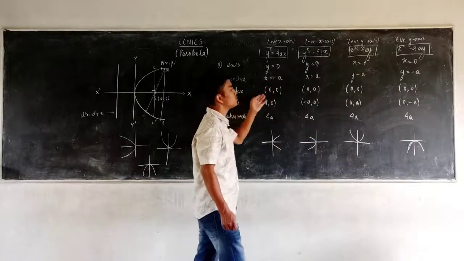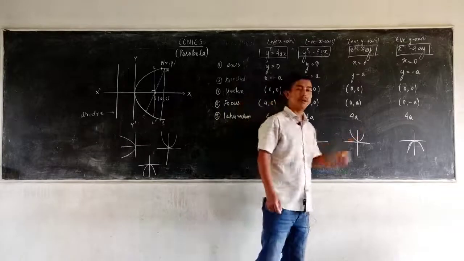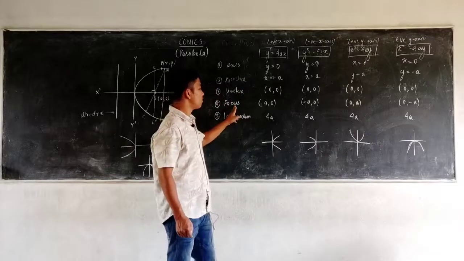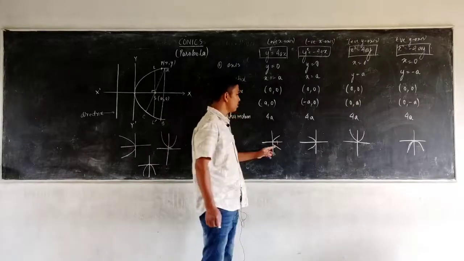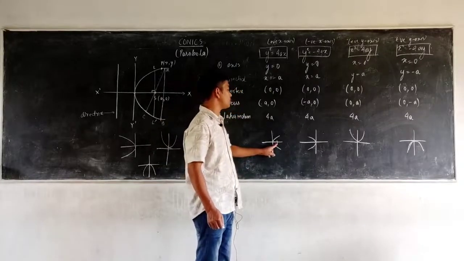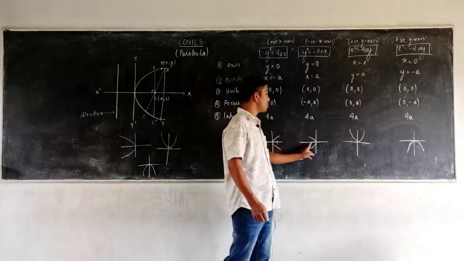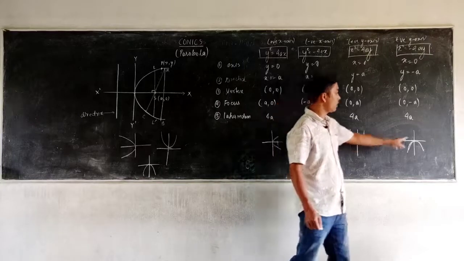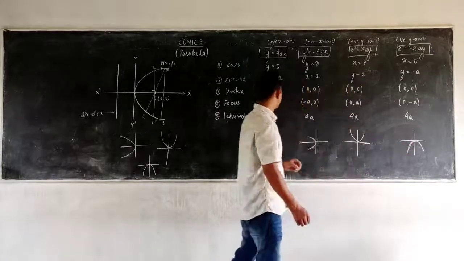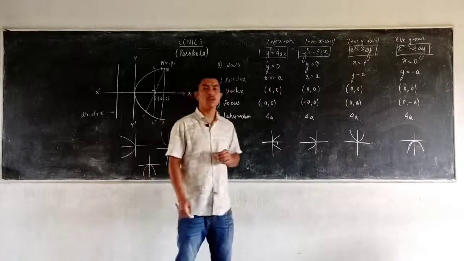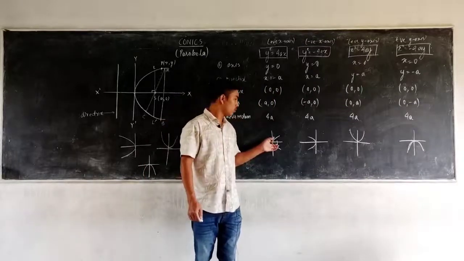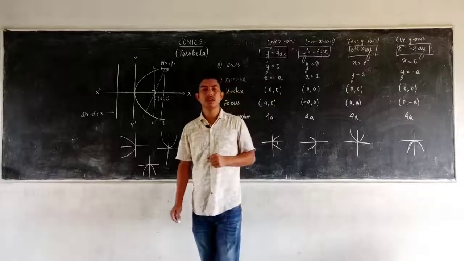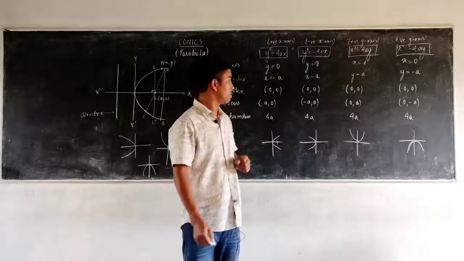Now coming to the vertex, since the origin is the vertex of all of these parabolas, the vertex will be 0, 0. Now coming to the focus, here the focus lies on the positive x-axis, so the focus is (a, 0), there it is (minus a, 0), here it will be (0, a), and there it will be (0, minus a). Now the length of the latus rectum in all of these four parabolas is 4a.